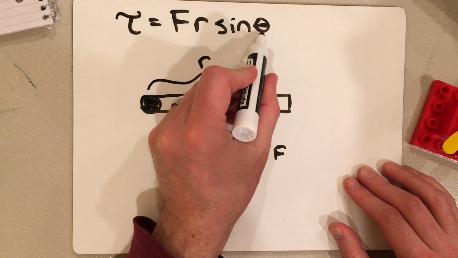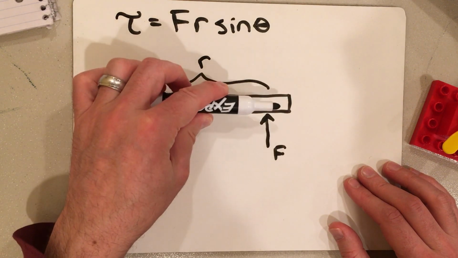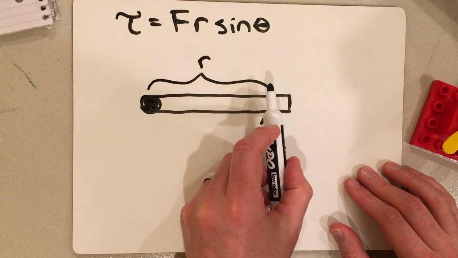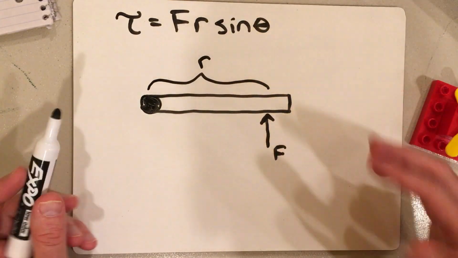So this angle here is the angle between the lever and the force. So I've got a horizontal and a vertical. The angle between them is 90. That would be the angle I'd put in there. And of course the sine of 90 is 1.